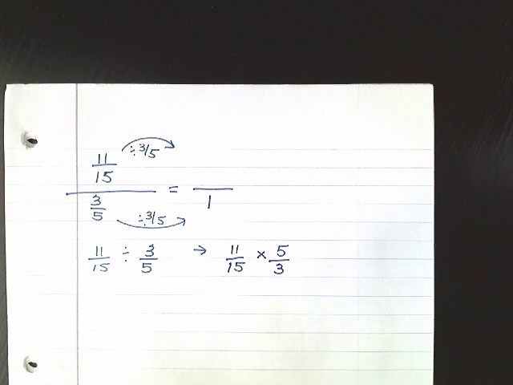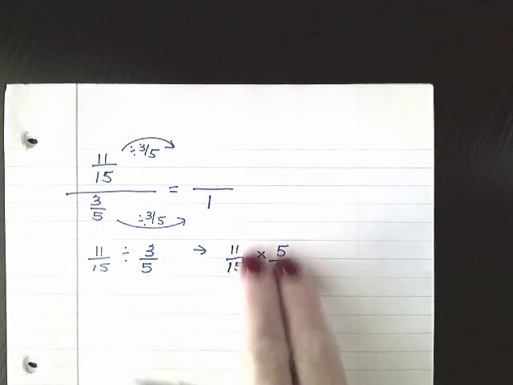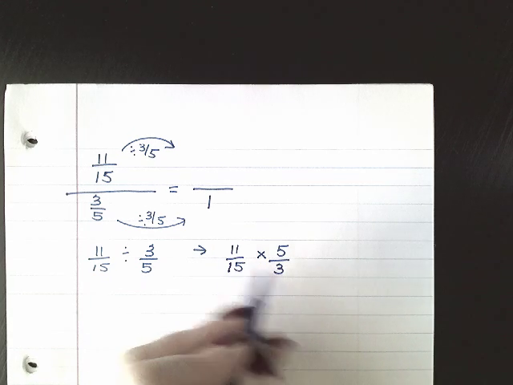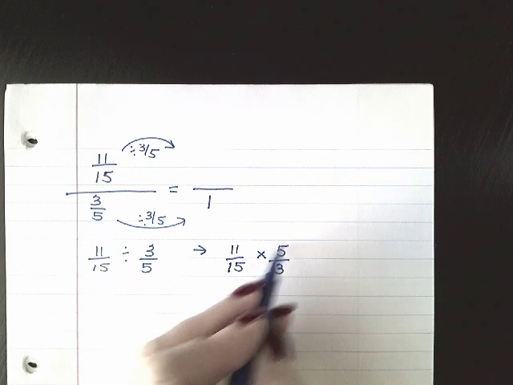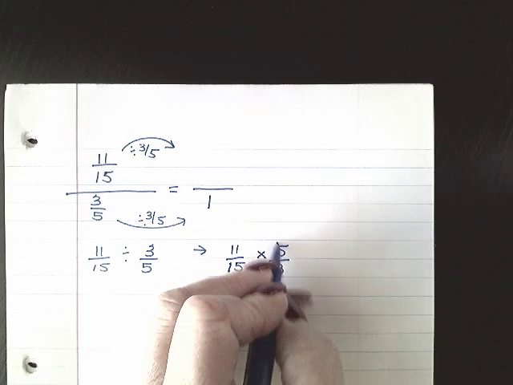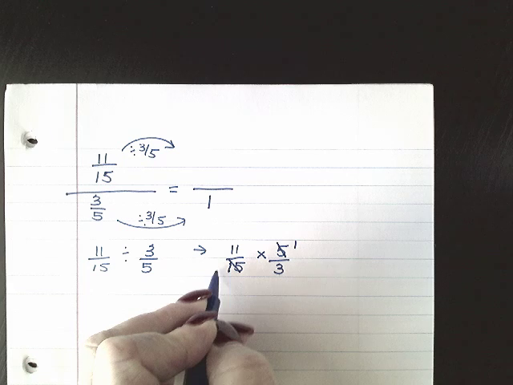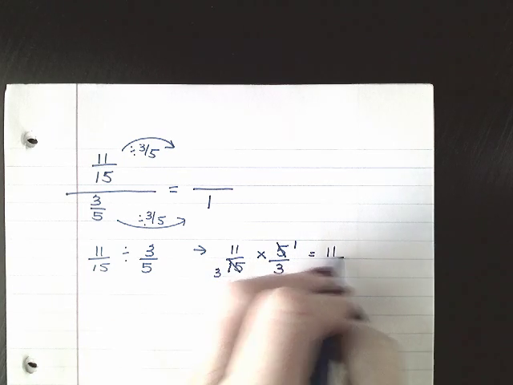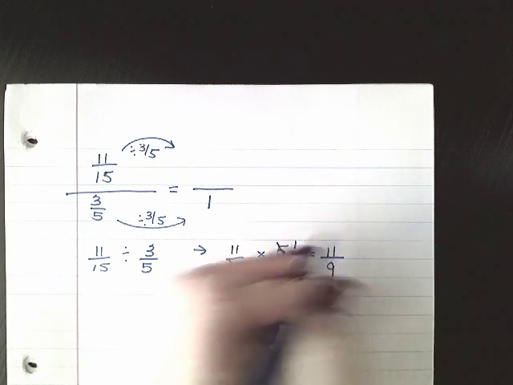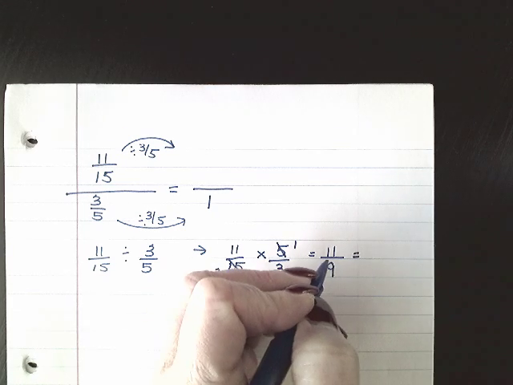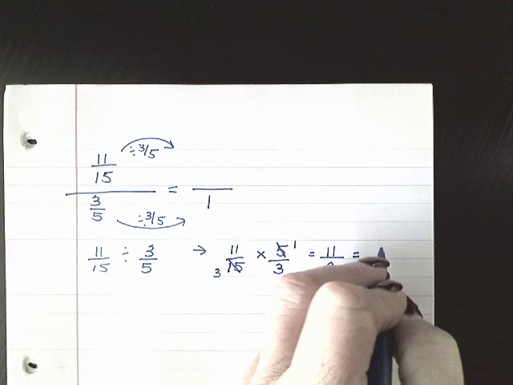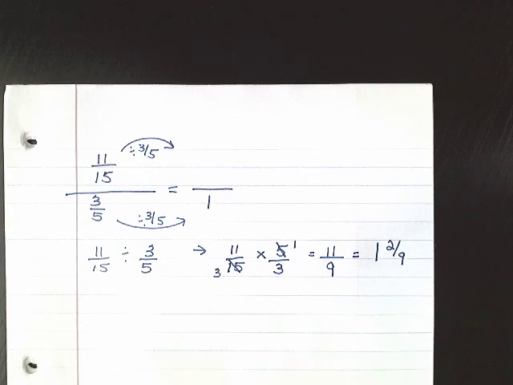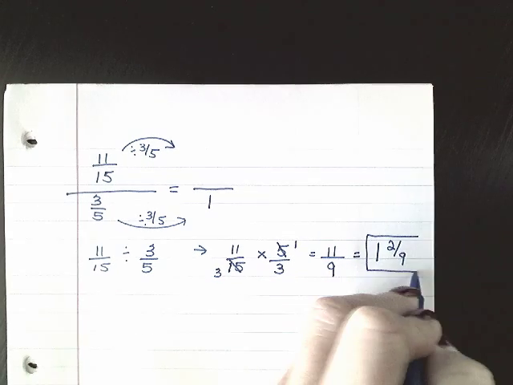Now, I like to simplify before I multiply, so I like to look at my problem and look at the diagonal. Well, 11 and 3, they don't share anything in common, but 5 and 15 do. So I'm going to divide by 5, divide by 5. 15 divided by 5 is 3, and I'm going to get 11/9, which is going to equal, when we do our division, 1 2/9. Okay, 1 2/9.